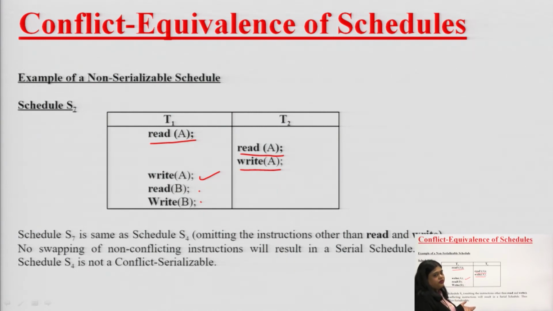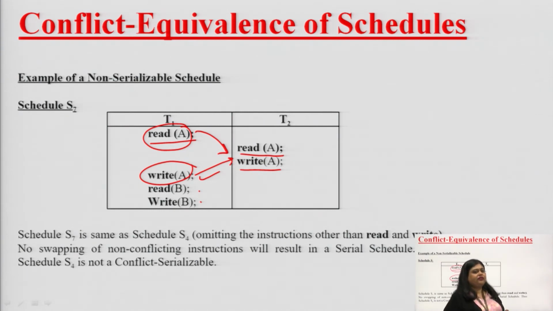No, that is not possible over here. That type of swapping is not possible, because over here you can see the combination is with this or the combination is with this, right, and both of them are having the same data item A, and we are having a combination of read and write. So, in this case you can see that we are having an example of a non-conflict equivalent schedule. So, we cannot convert this particular schedule into a conflict equivalent schedule. A serial schedule is not possible in this particular case.